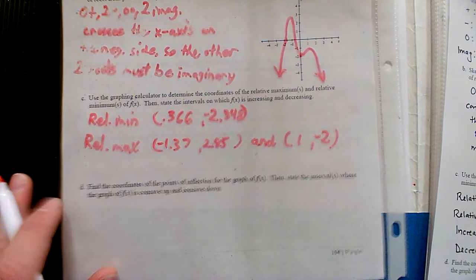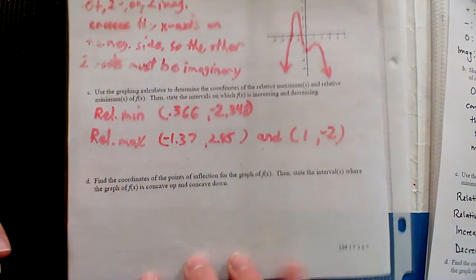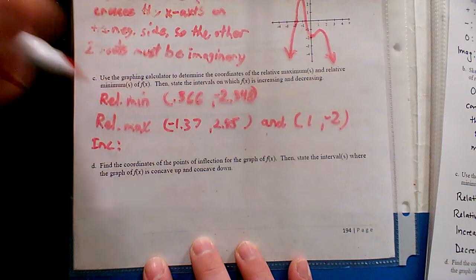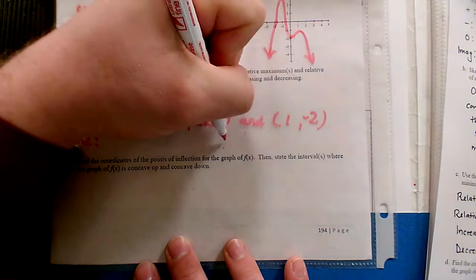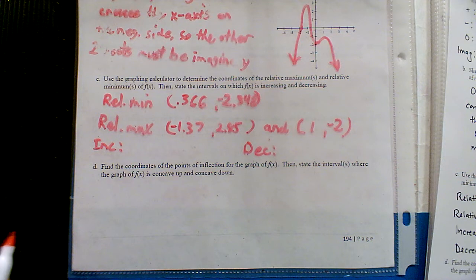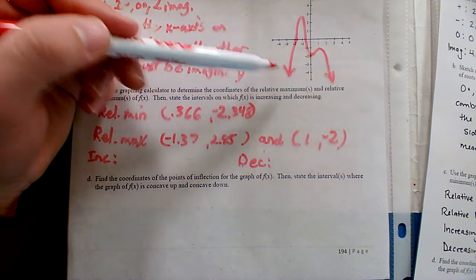Now that's not all the question asks for. It asks for the relative mins and maxes, but it also wants the intervals where it's increasing or decreasing. So increasing intervals and decreasing intervals. So when is this graph or this function increasing?